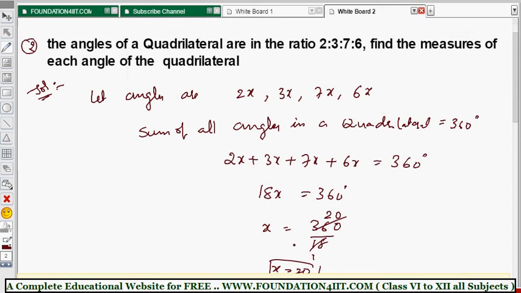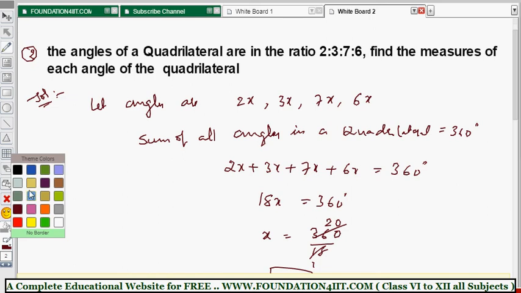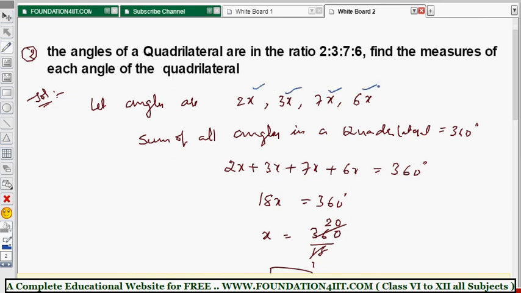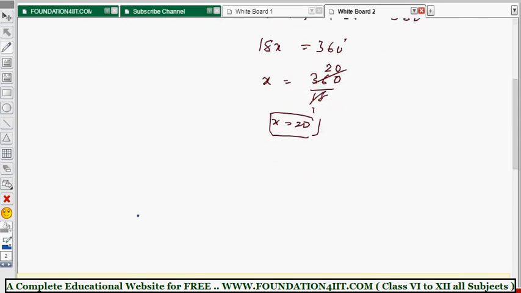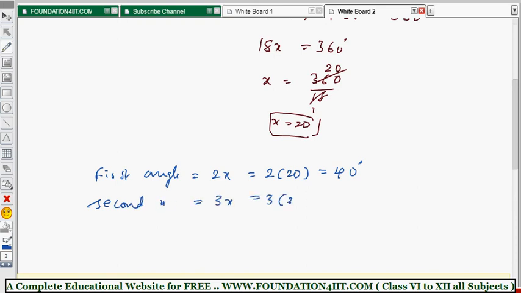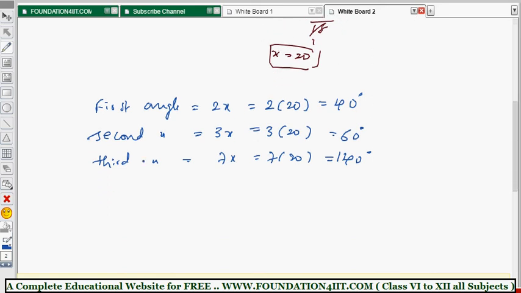The x value is 20. Once you know the x value, you can find out these angles. 2x, 3x, 7x and 6x are the 4 angles. Therefore the first angle is 2x, that is 2 into 20, so 40 degrees. The second angle is 3x, so 3 into 20, that is 60 degrees. The third angle is 7x, so 7 into 20, that is 140 degrees. And the fourth angle is 6x, so 6 into 20 is 120.